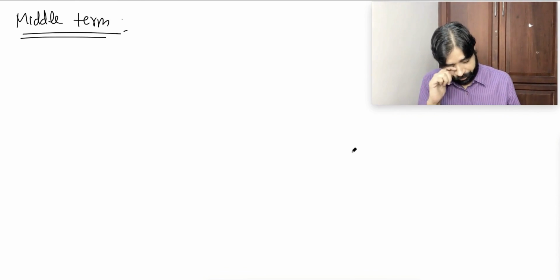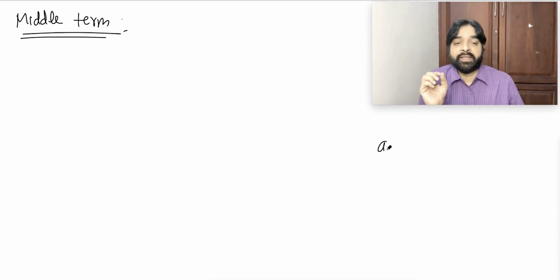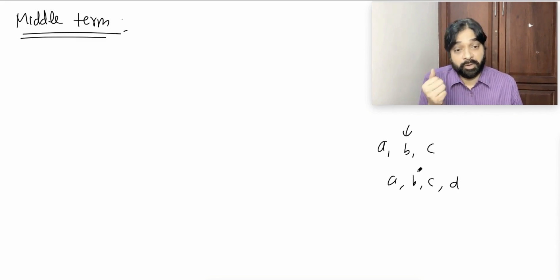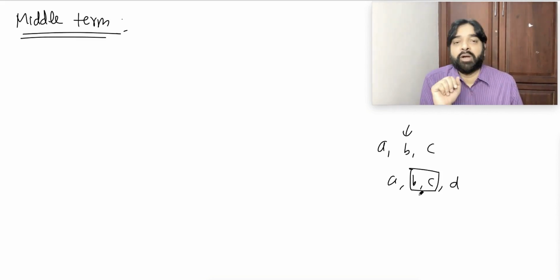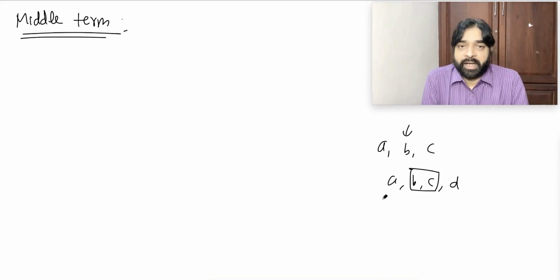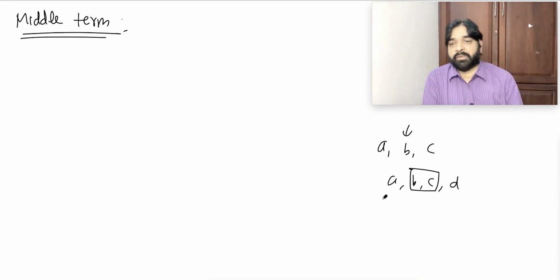Let me explain. When I say there are 3 numbers, which is the middle term? You'll say B is the middle term. If I say A, B, C, D, which is the middle term? You'll say this complete combination is the middle term. There is no single middle term, so both will be called the middle term. B and C will be called the middle terms. In the binomial theorem, when we expand the binomial bracket, the number of terms we get will be n plus 1.